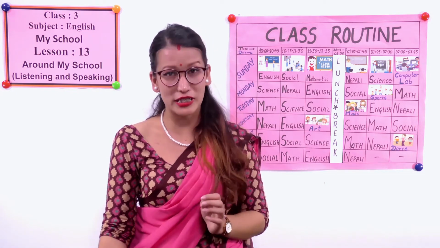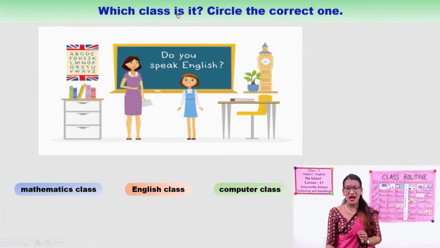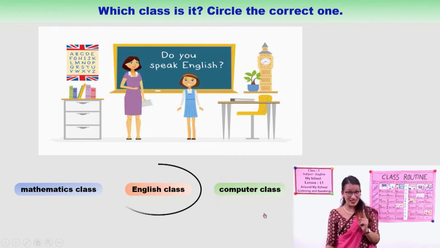Now, let us see what is here, okay? Which class is it? Circle the correct one. Now, can you see the picture? Do you speak English is written there, yes? Can you guess what the name of the class is? Is it mathematics class? Read it. English class or computer class? Let's circle the correct one. Let's circle computer class. I think there's a laptop here. Let's circle it, okay? No. What class is it? Pronounce it correctly. Good. English class. Excellent.